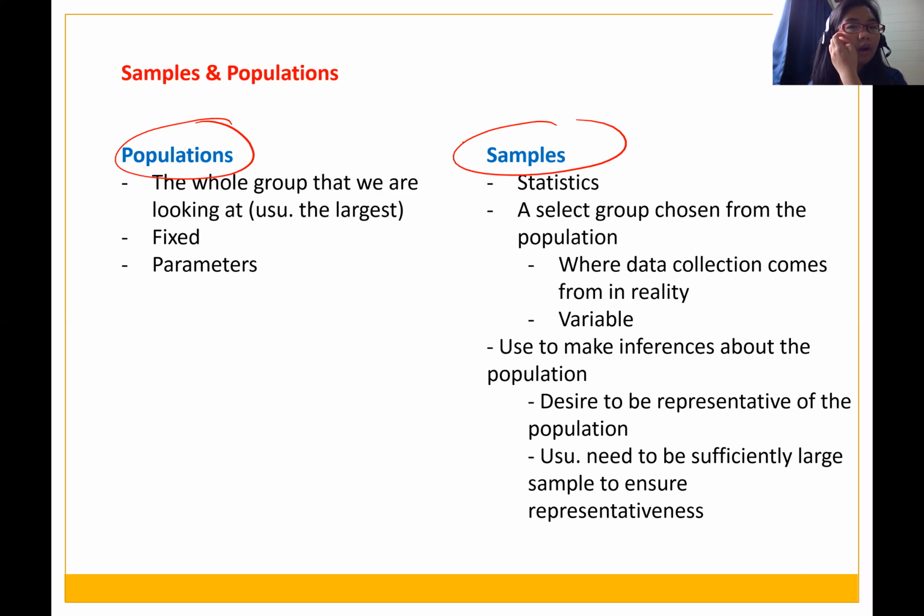On the other hand, samples might be representative of the population or not. So the characteristic of this sample compared to another sample might be different. That's why we say that it has a tendency to change. And usually that's where data collection comes from in reality.